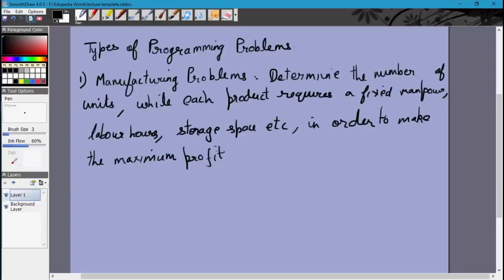We've already seen this before when we saw that the tables and chairs cost a certain amount of money, and there were two constraints: the total amount of money available and the total storage space, and we had to maximize the profit.